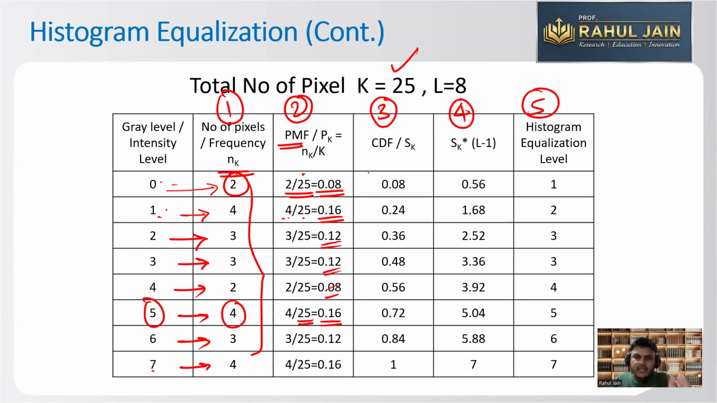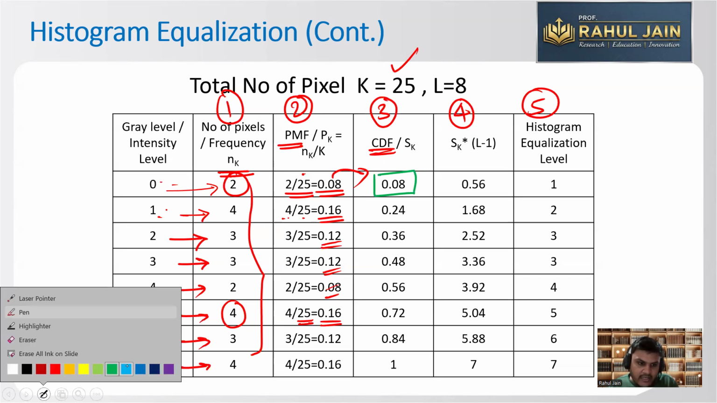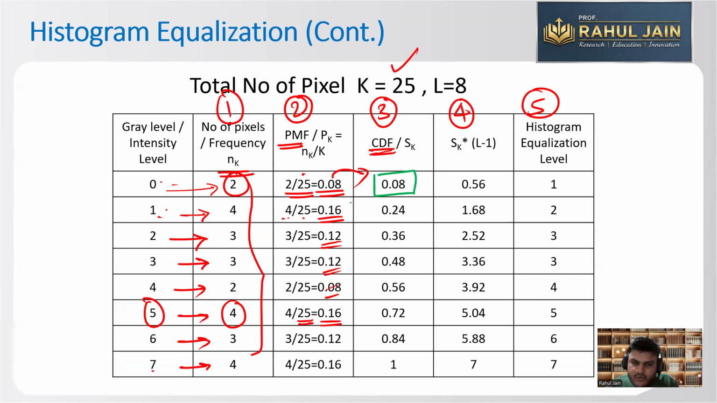Come to step 3, CDF, cumulative distribution function. Keep the first value as it is. No change, 0.08 as it is. But from the second value onward, keep adding the previous value to it. The previous value is 0.08. When you add it to 0.16, the answer is 0.24. That is the cumulative distribution sum of intensity level 1.